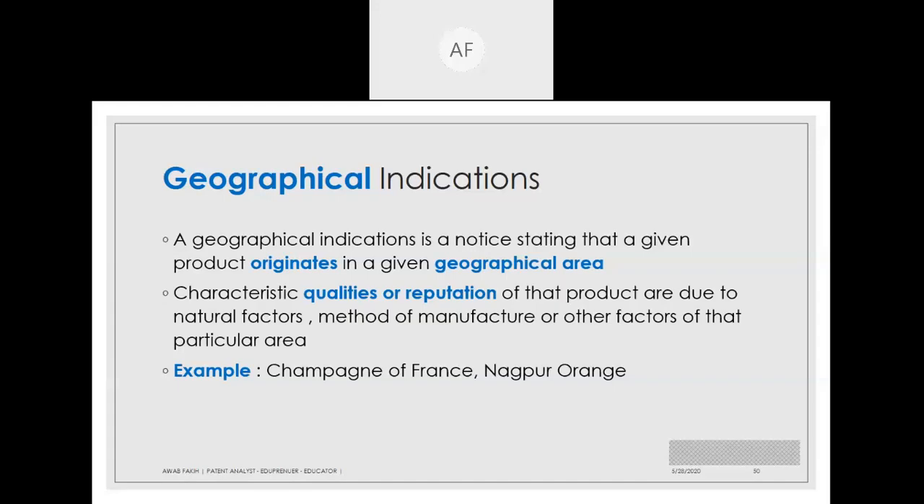Now, the natural factors can be soil, regional climate, temperature, moisture, and so on. For example, Nagpur oranges in Maharashtra, very famous. The method of manufacturing can include specialization in the product, or the preparation method, like Tirupati Laddu. Geographical indication also promotes goods as well as the producer of a particular region, so that the consumer will be sure about the quality of the originated or manufactured product.